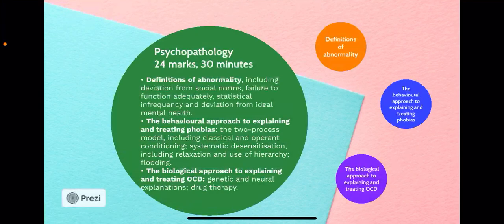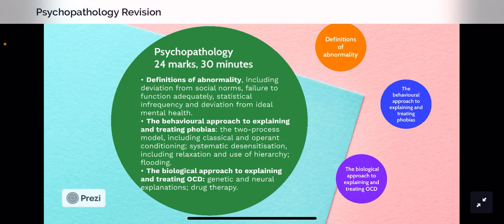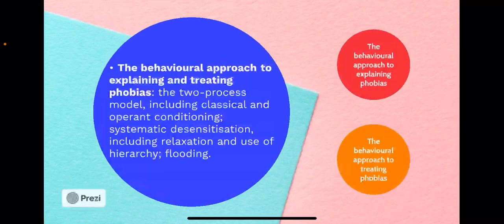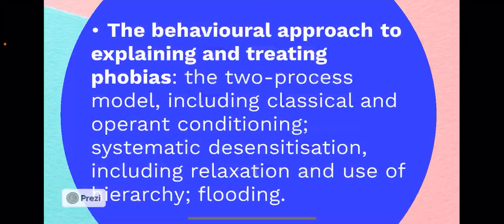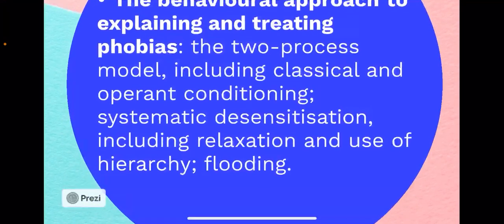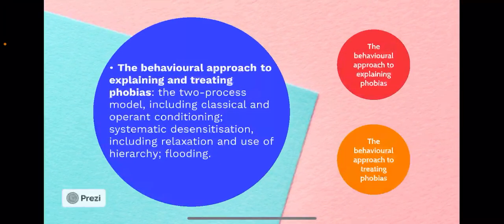Next, we'll look at the behavioural approach to explaining and treating phobias. So within this, we need to look at the two-process model, including classical and operant conditioning, systematic desensitisation, including relaxation and use of hierarchy, and flooding. So make sure you're aware of all of the key terms that are in this advanced information. There's a section on your worksheet to define the key terms. Make sure you know what all of these mean and you've got examples for each part of them.